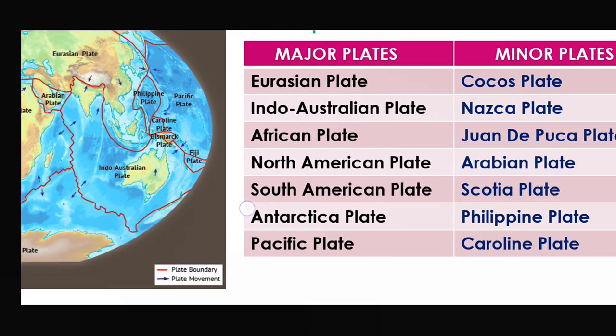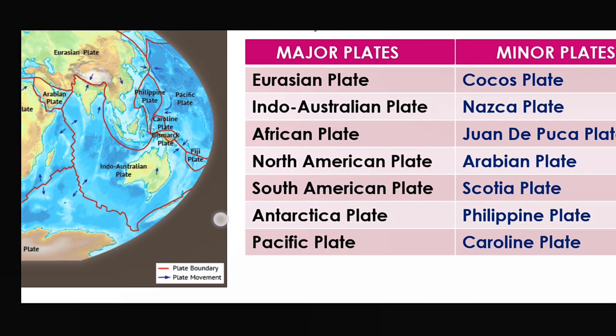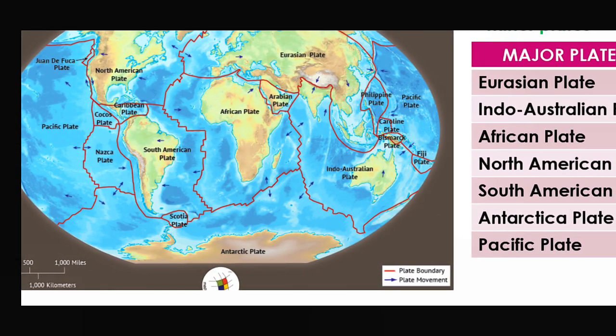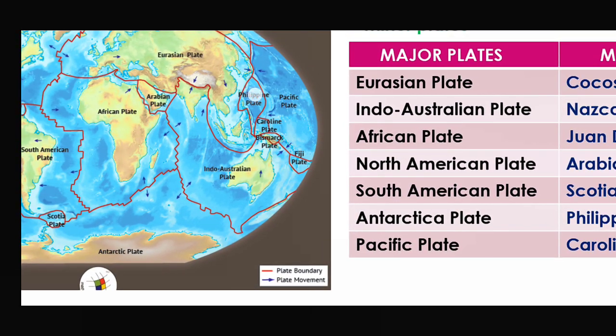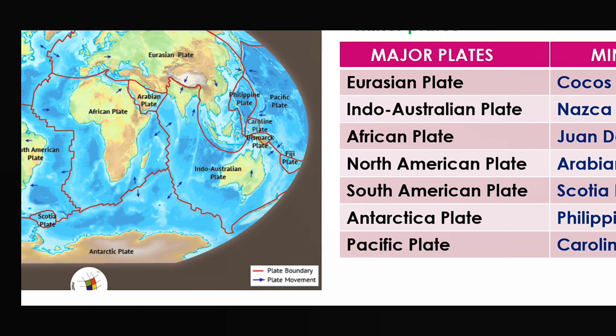Next, the Arabian plate. Just beside the African plate here. Take a look. This one is the Arabian plate. Next, the Scotia plate. Scotia plate means here. Take a look. This is just south of South America. Here, this is the Scotia plate. Next, the Philippine plate. Here, this is the Philippine plate near the Eurasian plate. Next, the Caroline plate. Here, this is the Caroline plate.